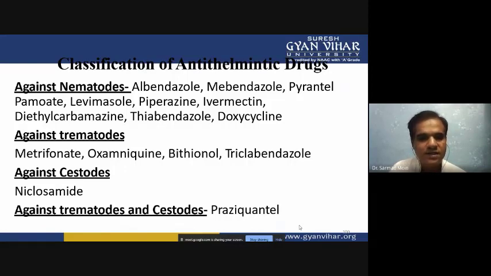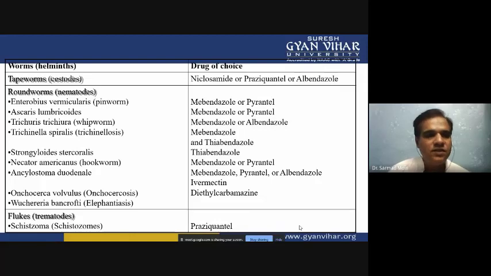Then praziquantel is there. Praziquantel is effective on the nematodes and gastros. If the patient is having both types of infection, like trematodes and gastros, they have to give this praziquantel. Now, if you see the particular worms or helminthes, they need a particular type of combination. If the patient is having an infection of tapeworm, we have to give niclosamide or paracetamol or albendazole. They will be effective on the tapeworm type of infection.